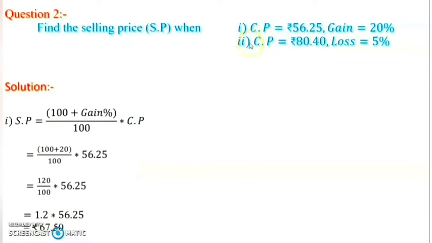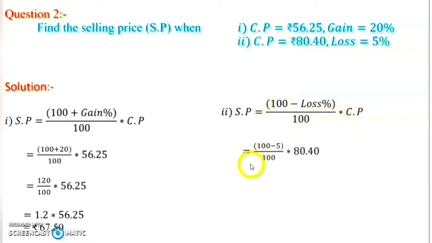Now we look at the second case. For the second case, the formula will remain similar to the first case, and the only difference here will be loss percent, and in place of plus it will be minus. That is SP equal to 100 minus loss percentage upon 100 into CP. So this simplifies to 100 minus 5, since the loss percentage is given to be equal to 5, upon 100 into 80.4, and this gives 95 upon 100 into 80.4.